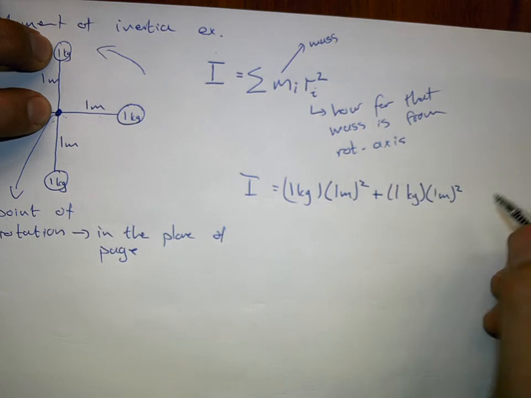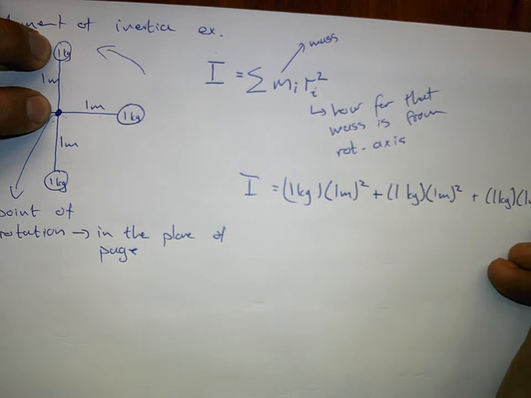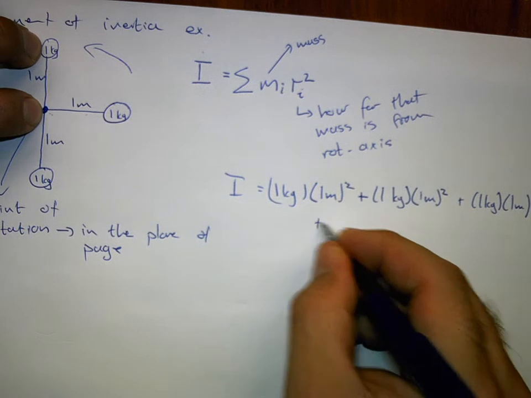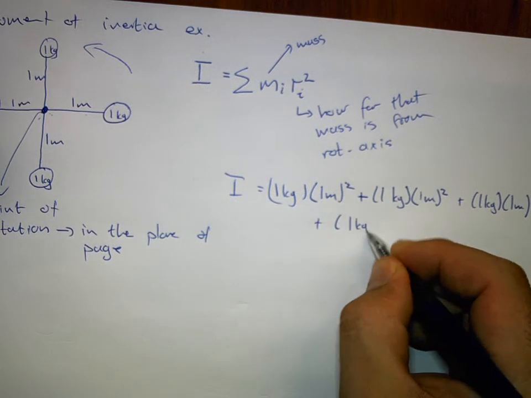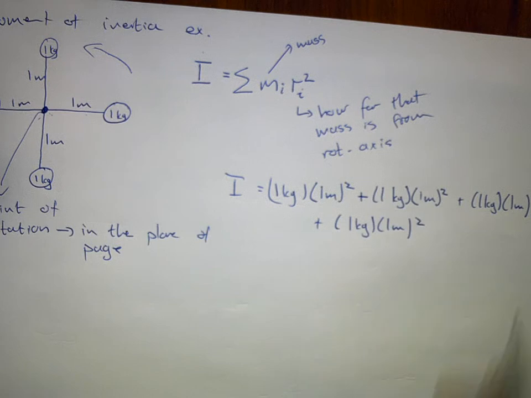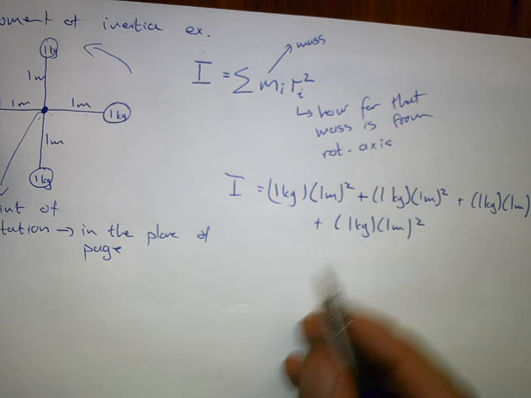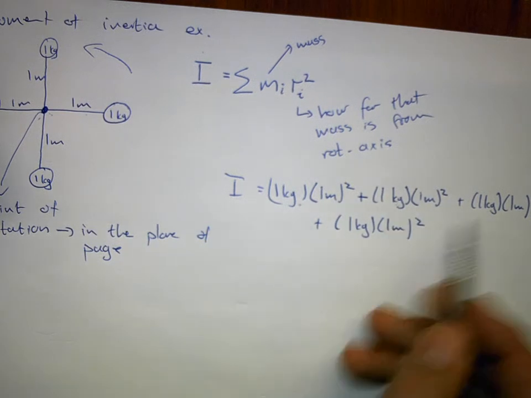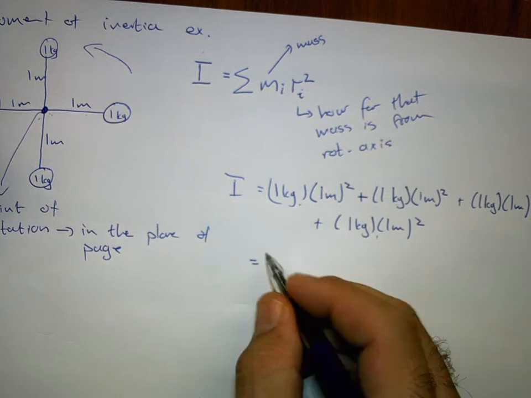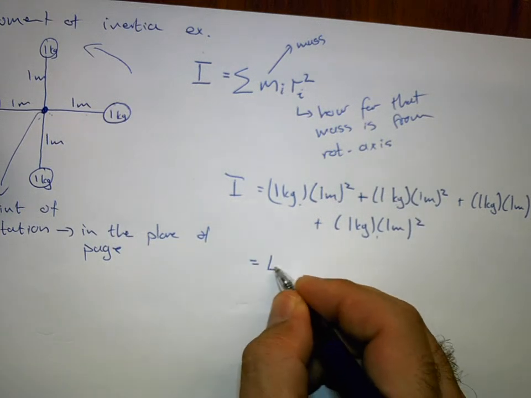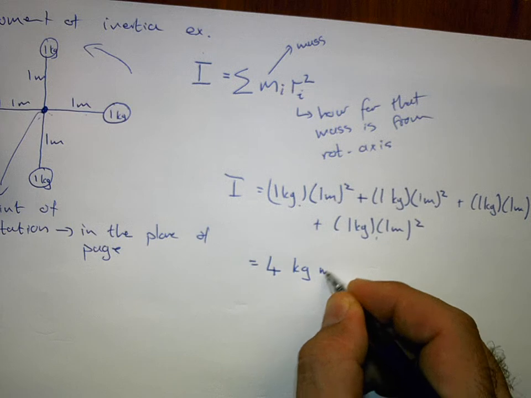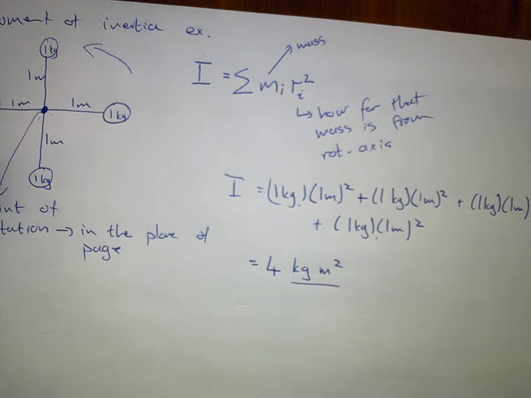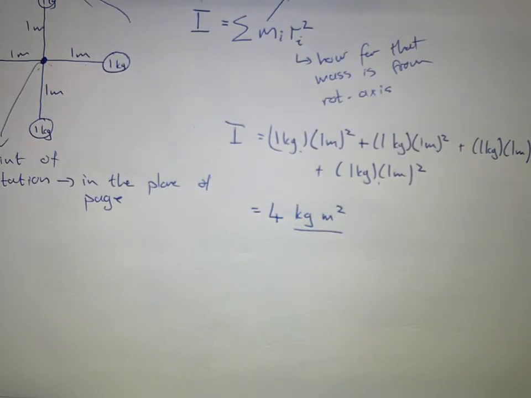Third one is again 1 kilogram. It's 1 meter away squared from the axis of rotation. Plus the last one, 1 kg, 1 meter away from the axis of rotation, square that. So this is 1, 1, 1, 1. So we get the moment of inertia, in this case, equal to 4 kilograms meter squared. Just note that's the units of the moment of inertia, kilogram meter squared. Okay, so that was quite simple.